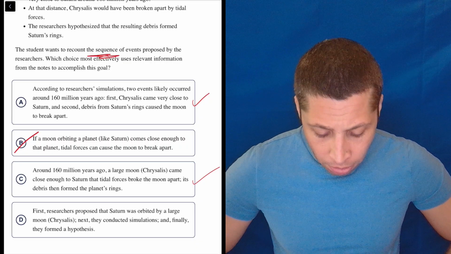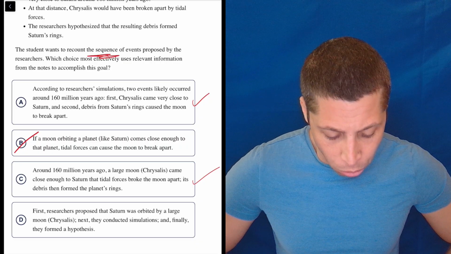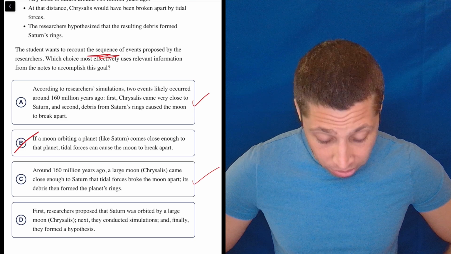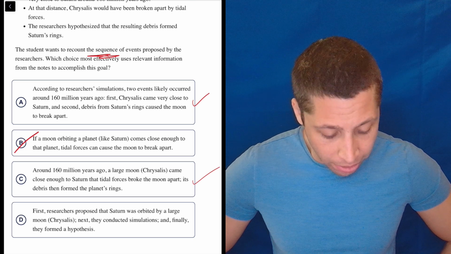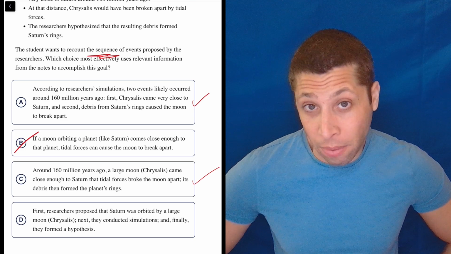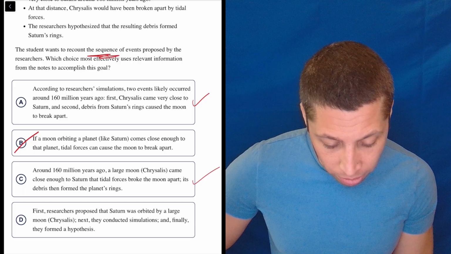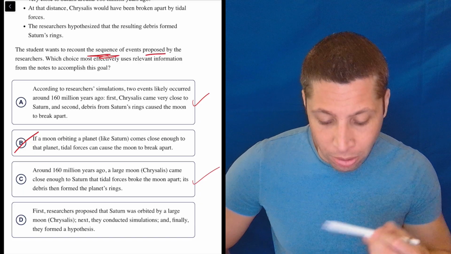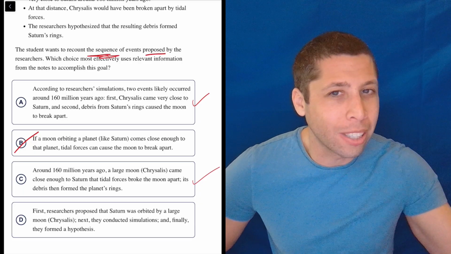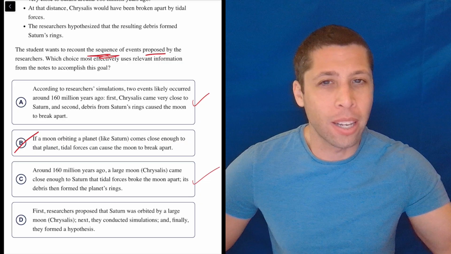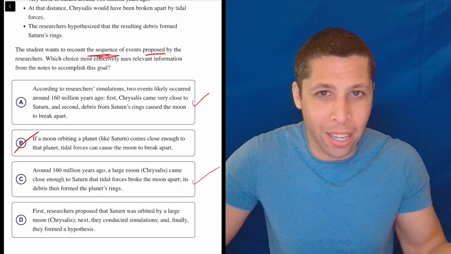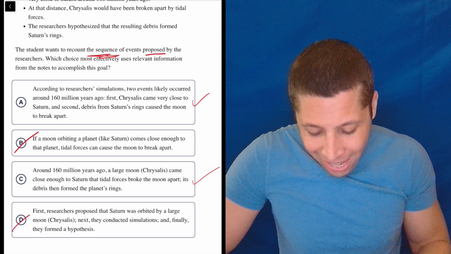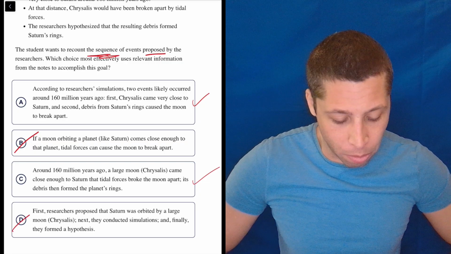Let's look at D. First, researchers proposed that Saturn was orbited by a large moon chrysalis. Next, they conducted simulations, and finally they formed a hypothesis. Well, this is definitely a sequence. But we wanted a sequence of events proposed by the researchers. We don't want the proposal itself, right? So I'm not interested in the research process. I'm interested in what happened to this moon. So I could pretty confidently cross that one out.